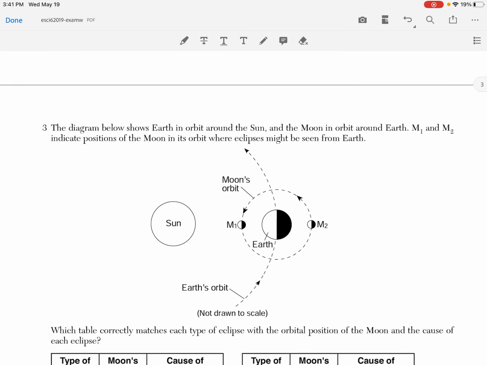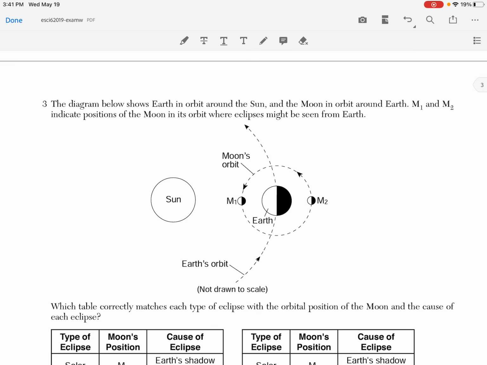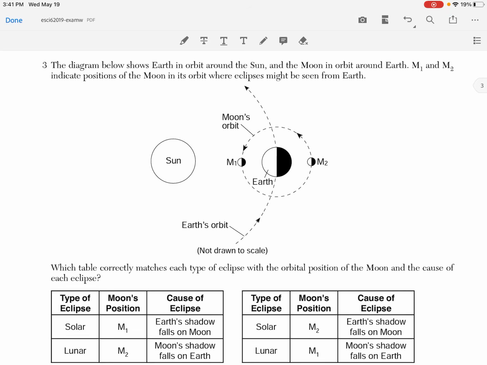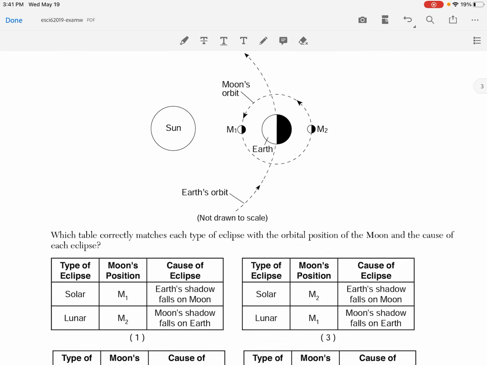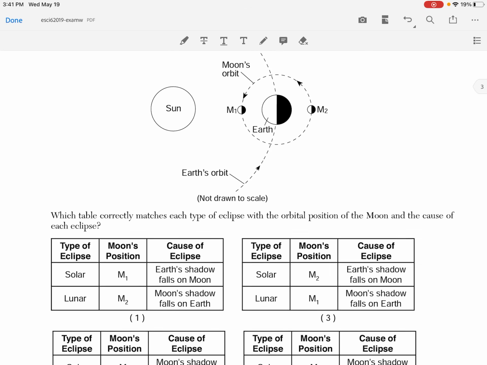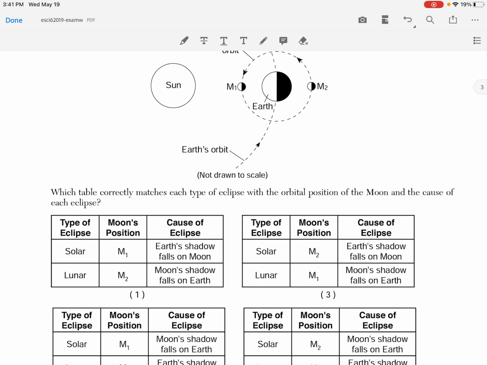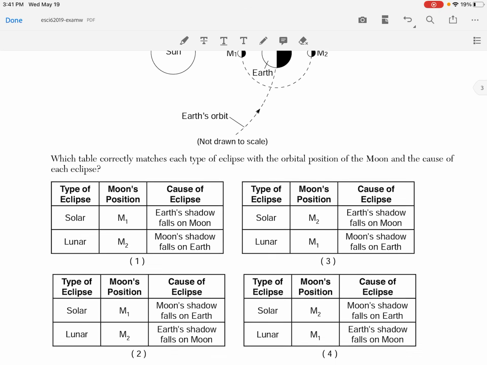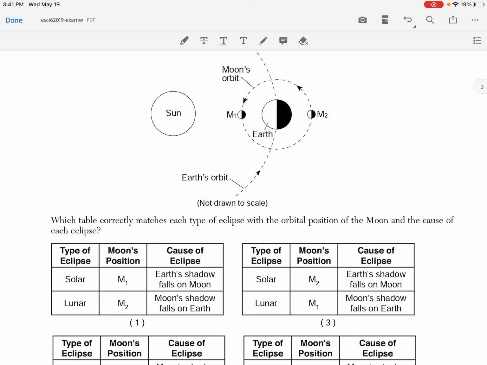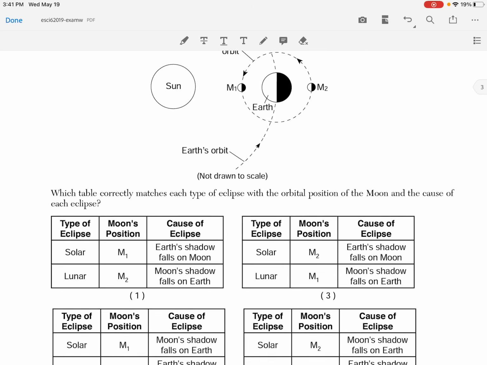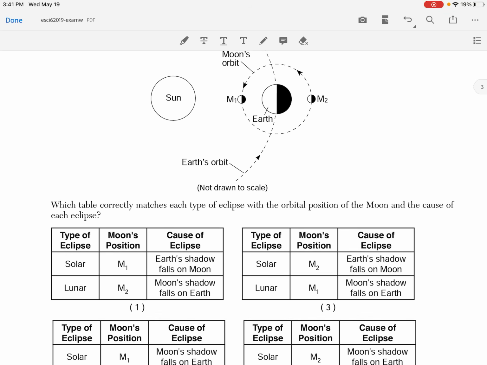Question number 3. We have a diagram of the Earth and the Moon and the Sun system, and you can see everything's labeled on here. And it's showing you different positions of the Moon going around the Earth. And this question is asking about eclipses, when the Sun and the Moon and the Earth all line up in a straight line.